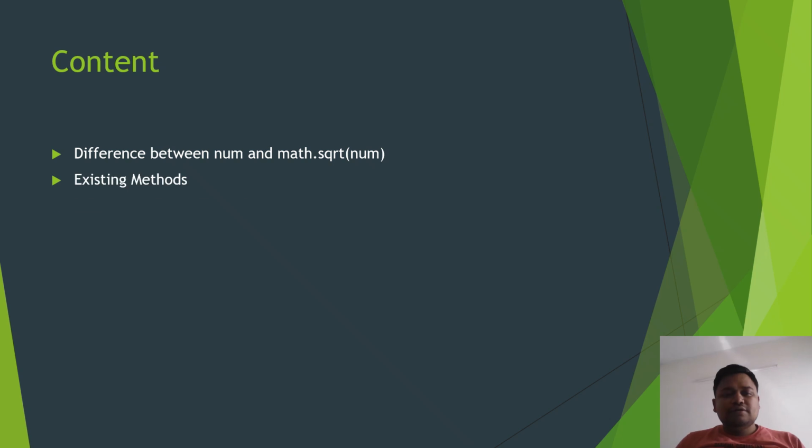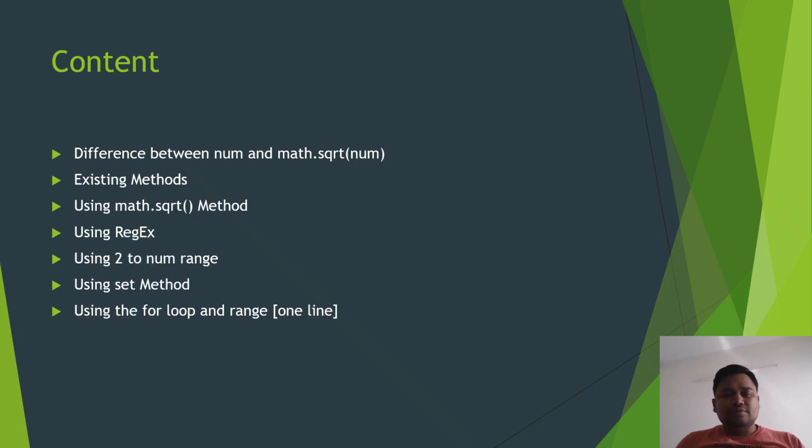So there are five methods which we will discuss to find prime numbers. And at the end we will discuss a function which we write for getting prime numbers in a given range.